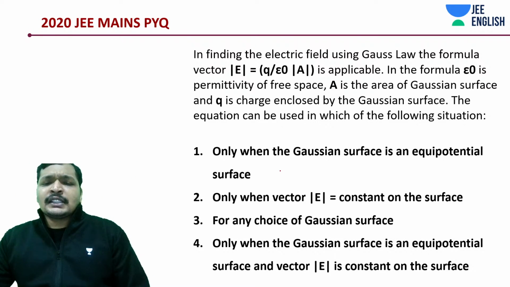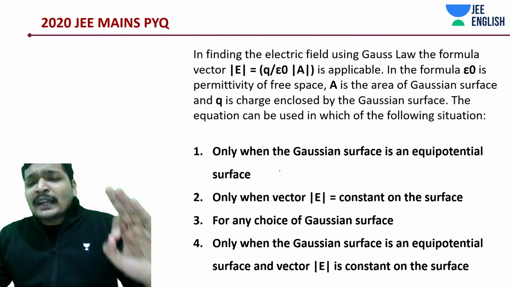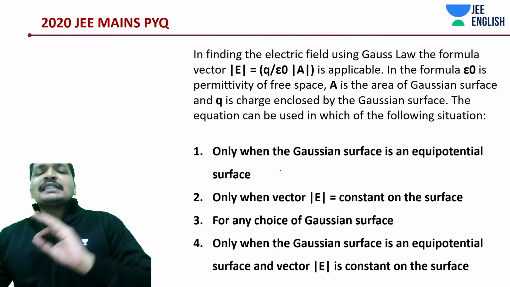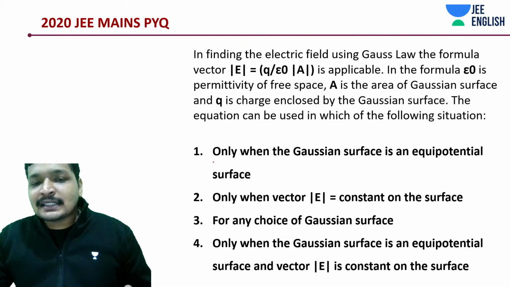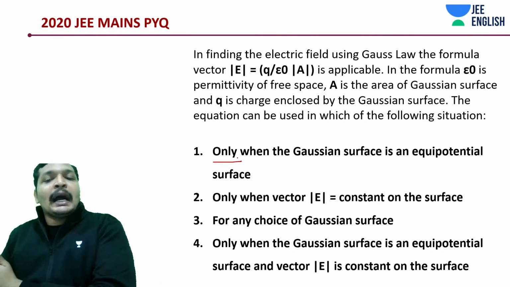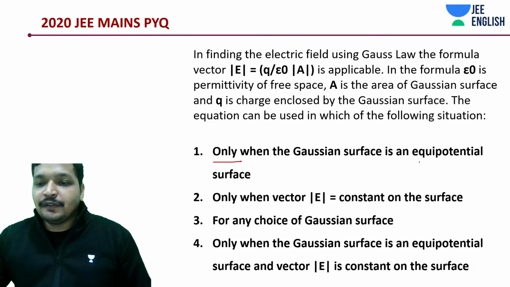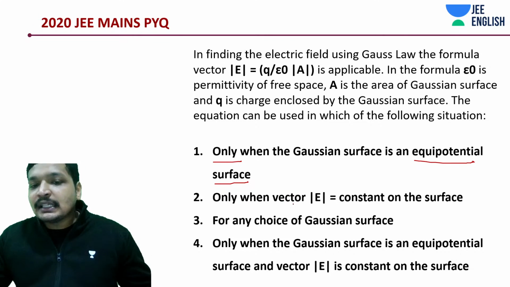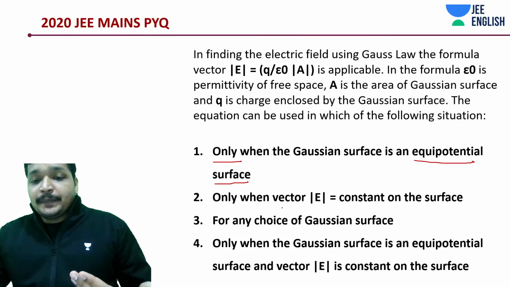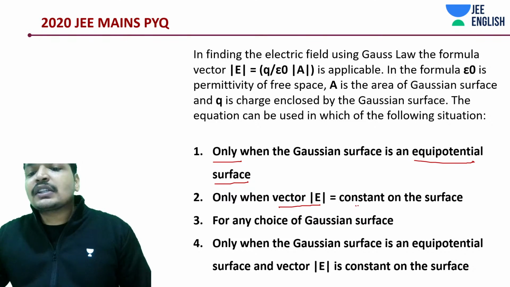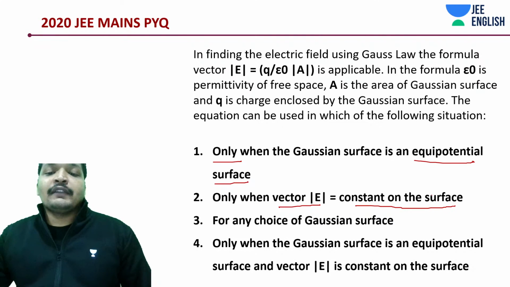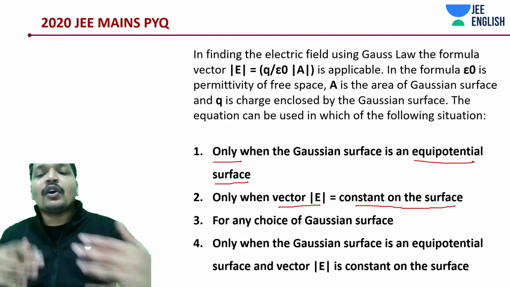The first option says, it's basically English, only when the Gaussian surface is an equipotential. So it says that it is only applicable when the Gaussian surface is an equipotential surface. Okay. The second one says when vector E is constant on the surface, like the magnitude of vector E is constant on the surface.